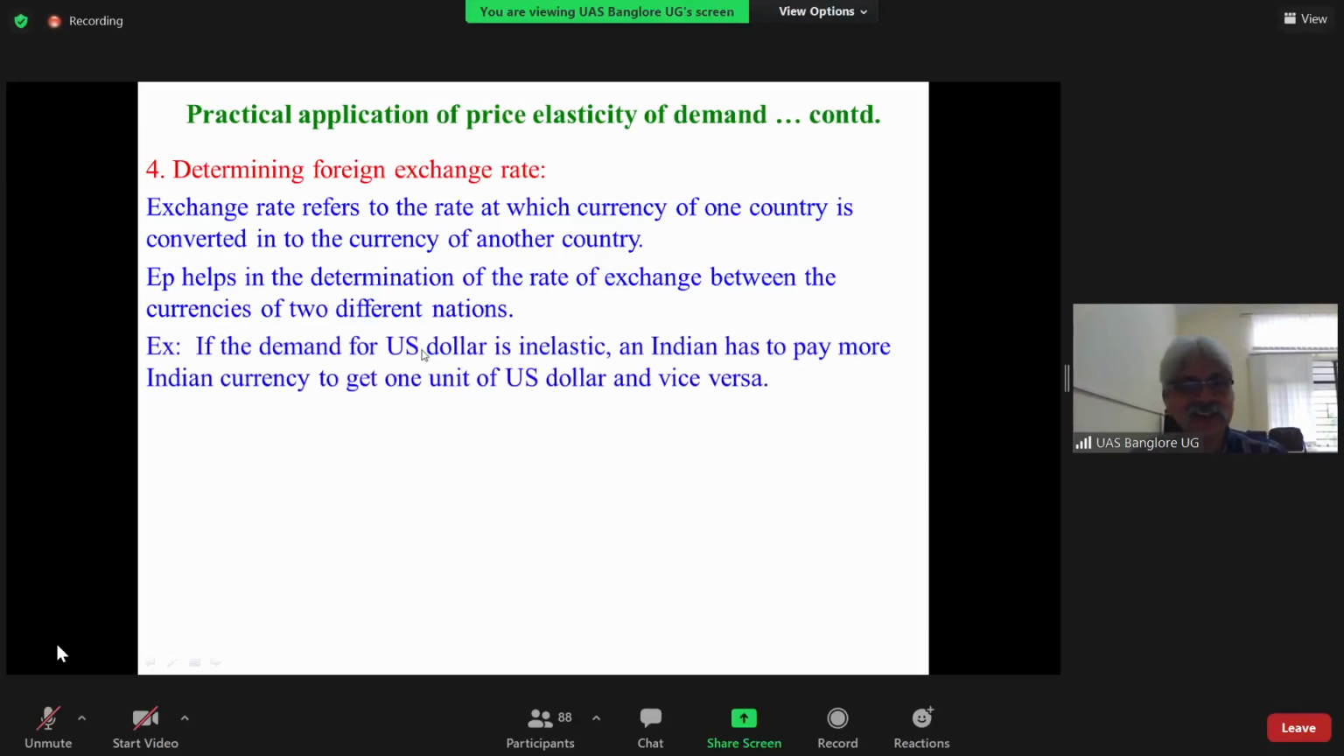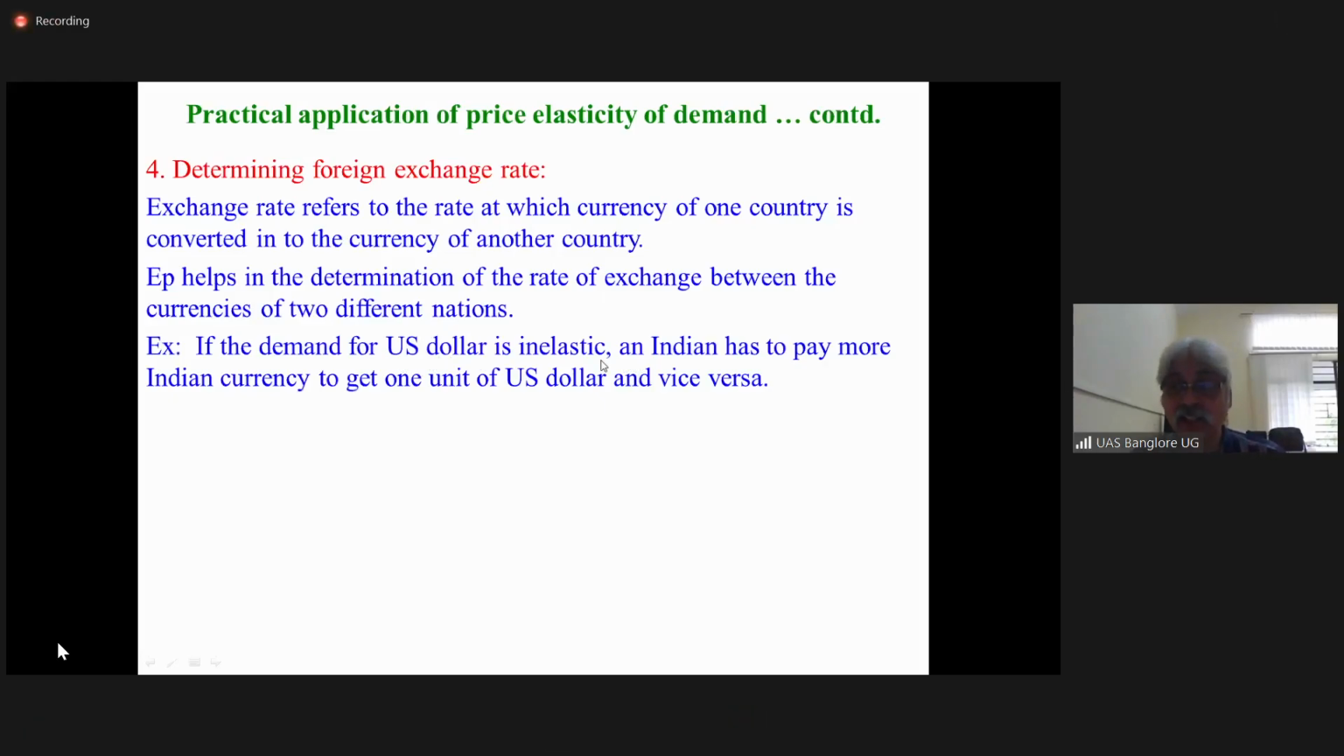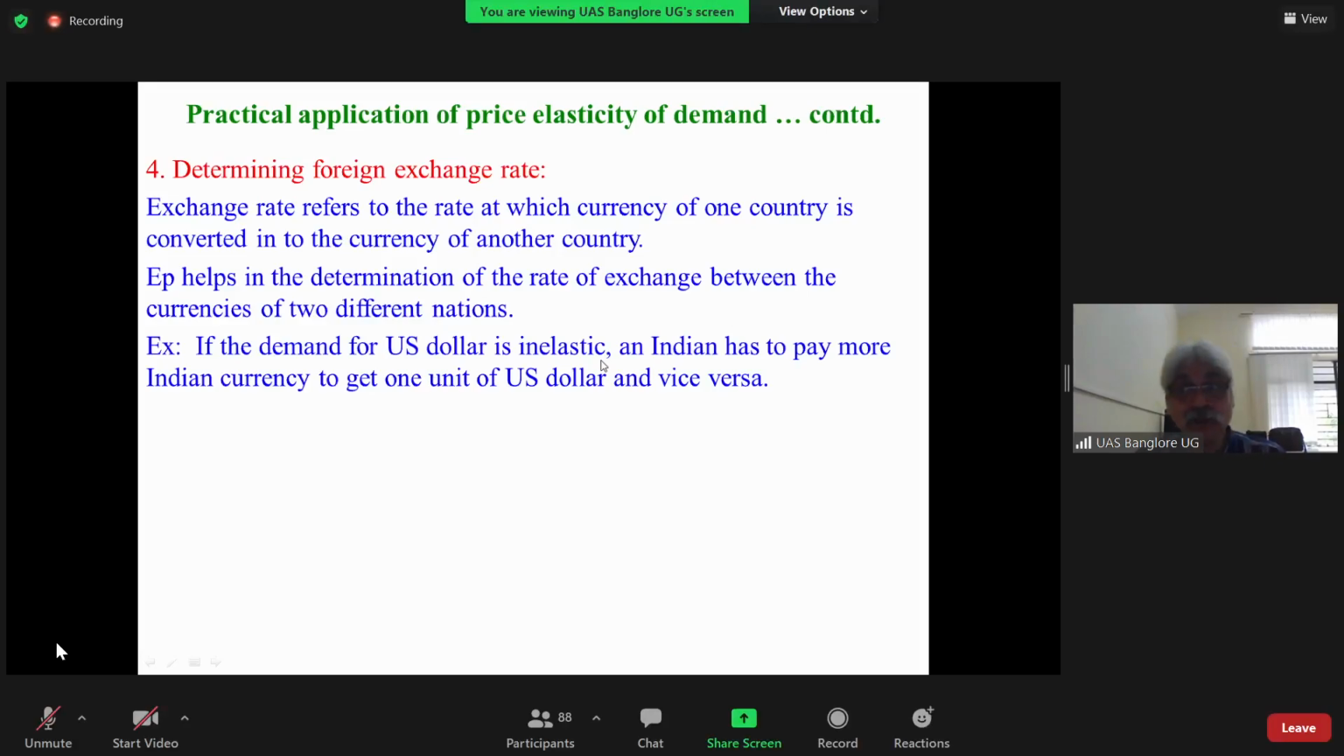And this is what it says. If the demand for US dollar is inelastic, that means whatever may be the price, we have to purchase American dollars because we import petroleum products from Gulf countries, and we have to make the payment in dollars. So whatever may be the price, we have to have American dollars to pay the Gulf countries. And India has to pay more Indian currency to get one unit of US dollar, and vice versa.